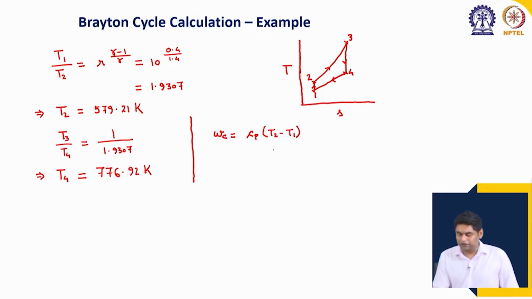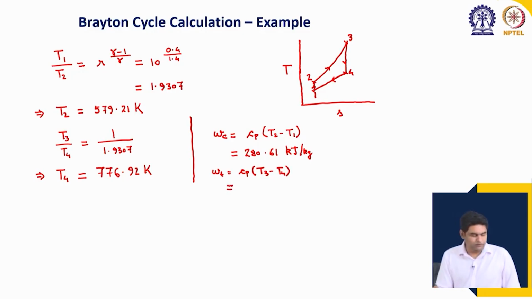We have already obtained the value of T2 and T1. So, this comes out to be equal to 280.61 kilojoule per kg. Kilojoule per kg here represents that this is the work input required when the mass flow rate of the working fluid is 1 kg per second. So, for unit mass flow rate, what is the work required. Similarly, for the turbine we can easily find the work output, Cp (T3 minus T4).